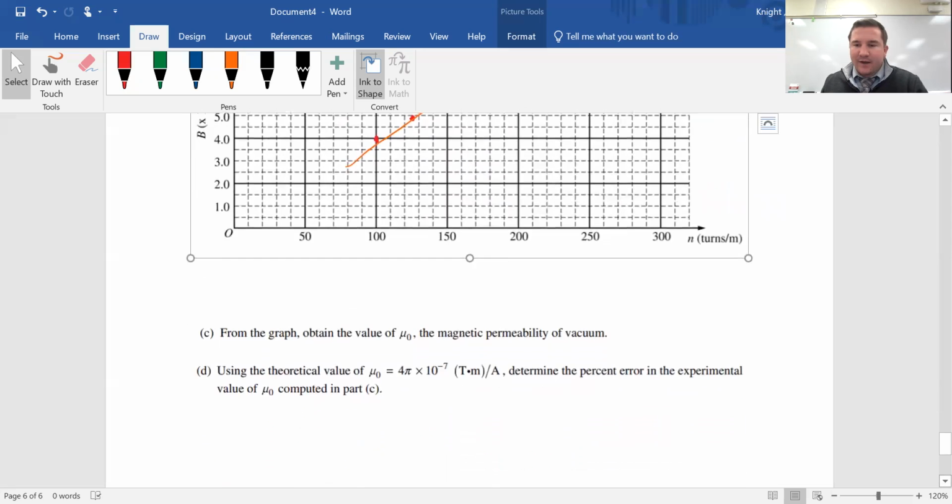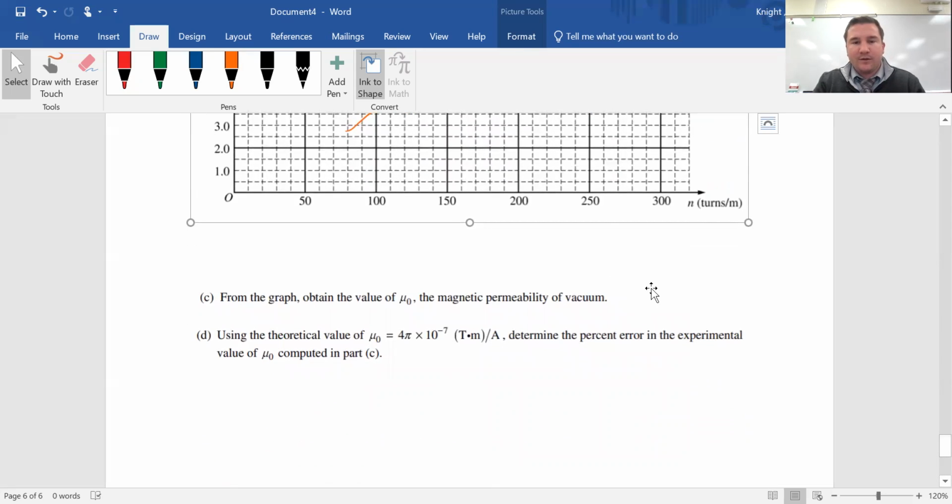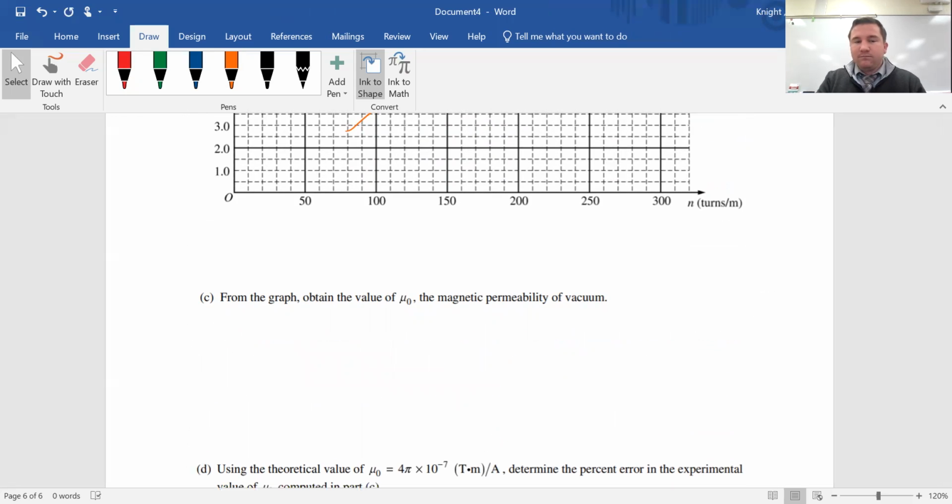From the graph, obtain a value for mu, the magnetic permeability of a vacuum. So if we look through our equation sheet, the one equation that has mu, B, and N in it is the equation for a solenoid, so it's kind of our obvious choice here. The magnetic field of a solenoid is equal to mu naught, which is what we're looking for, times N times I.